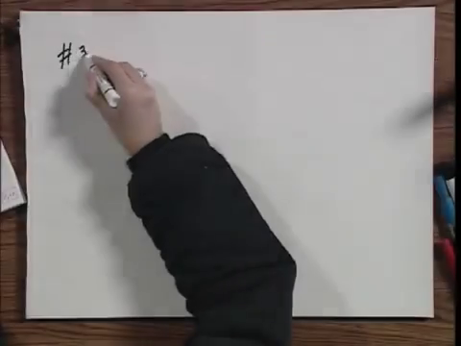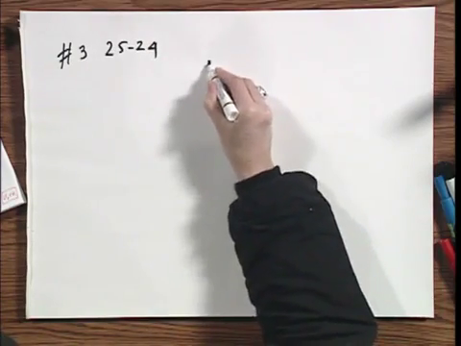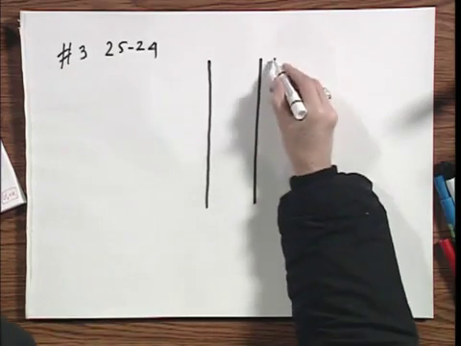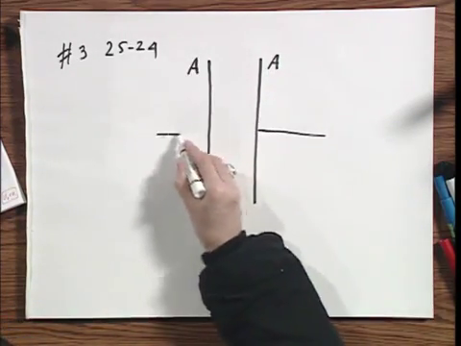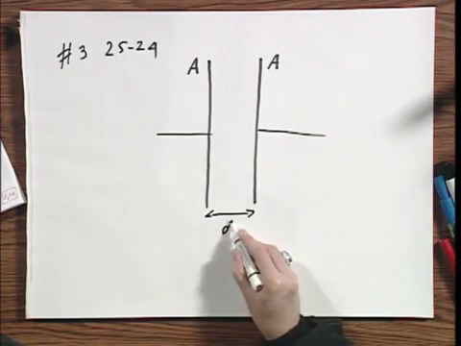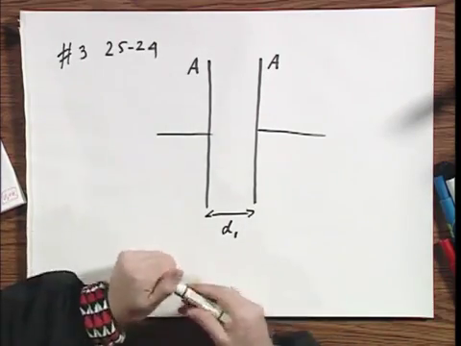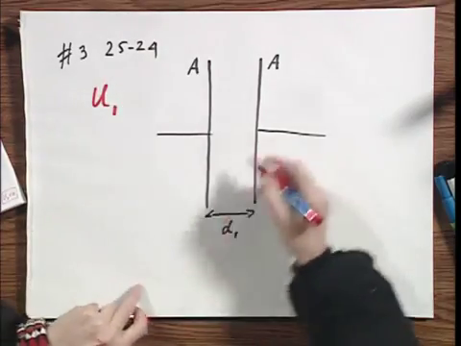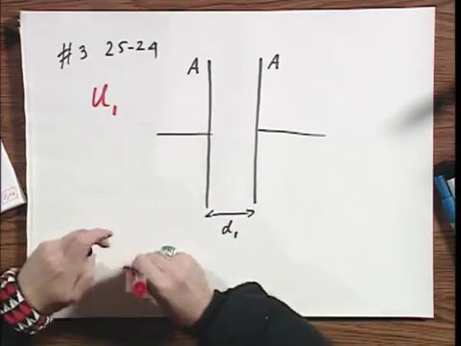Number 3.25, 24. Again a classic because we're dealing with plane geometry. We have a capacitor, two capacitor plates, each of area A, and they have a distance between the plates which is d1. And the thing that is given is U1, the total energy in the system in this situation. The 1 refers to this one.